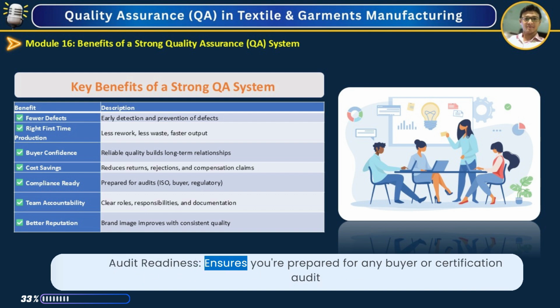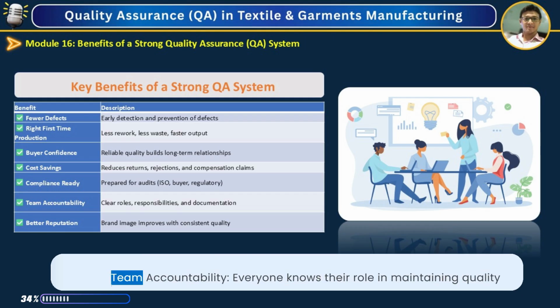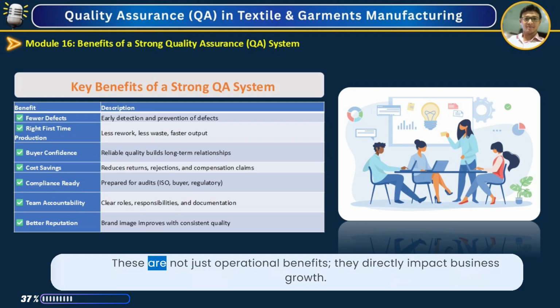Audit readiness: ensures you are prepared for any buyer or certification audit. Team accountability: everyone knows their role in maintaining quality. Improved reputation: consistent quality boosts your brand image. These are not just operational benefits, they directly impact business growth.